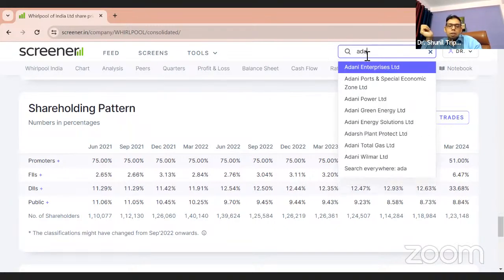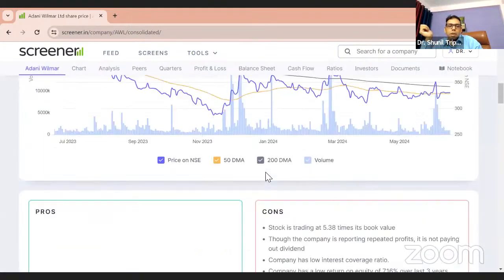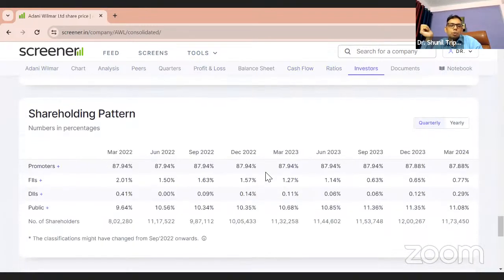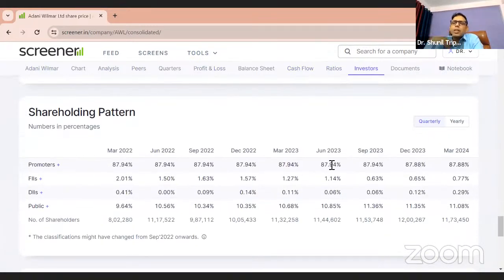So if you find 80%, suppose I show you Adani Wilmar. Let me show you this company. You will find the promoters holding here is 87%. You will tell me, sir, you told only 75%. So Adani Wilmar is a new company. SEBI has given them 3 years time. In 3 years, they have to sell down to 75%. They are bound to sell. More than 75%, they cannot keep. They started in 22. 23, 24, 25, they have to sell.